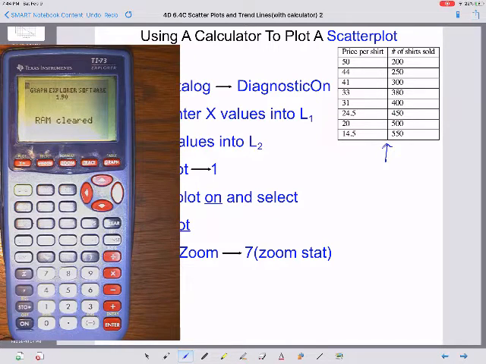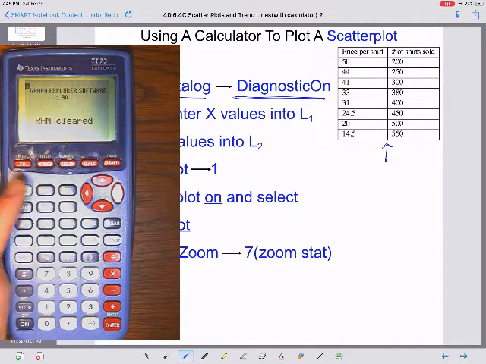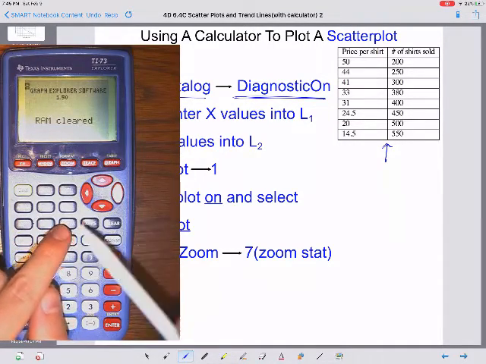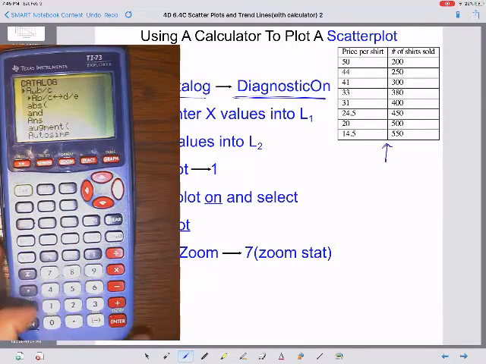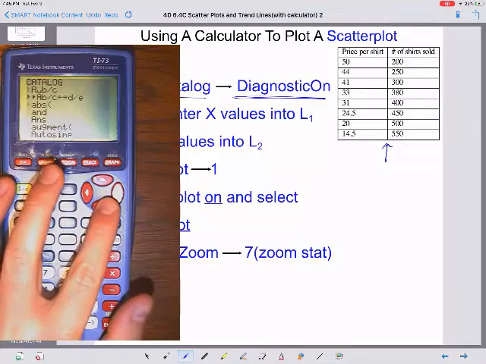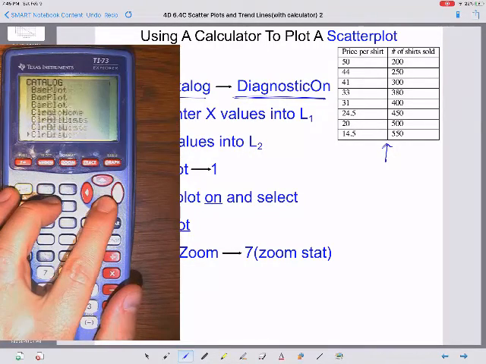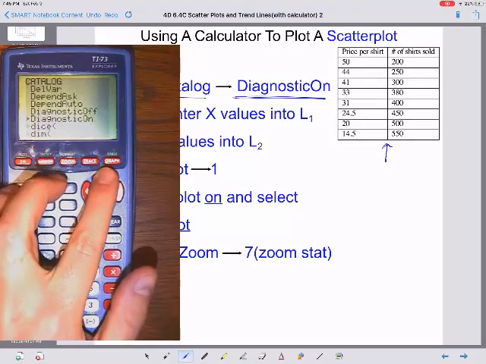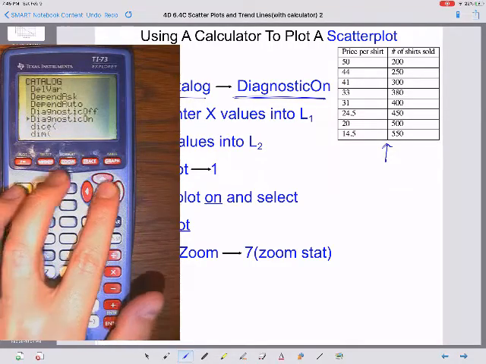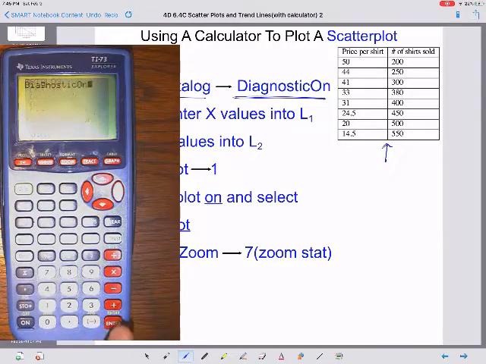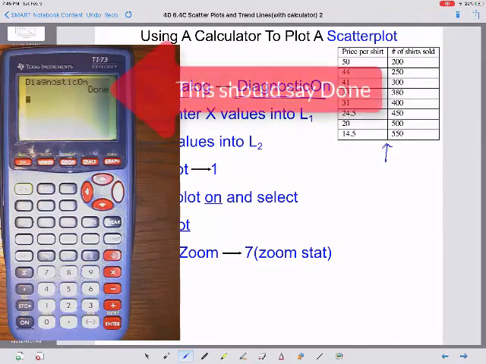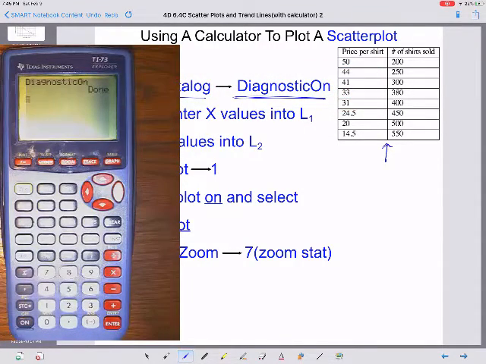Make sure that you reset your calculator, and then we're going to go into something that we've never done before: second catalog, diagnostic on. So that's going to be second button, catalog, which is this program button right here, and then we need to scroll all the way down to diagnostic on. It is in alphabetical order. You see here I have diagnostic on and diagnostic off. Choose diagnostic on and hit enter. If you do not do this, it will not tell you the R value of your data. That should be the first thing you do, after resetting your calculator, of course.